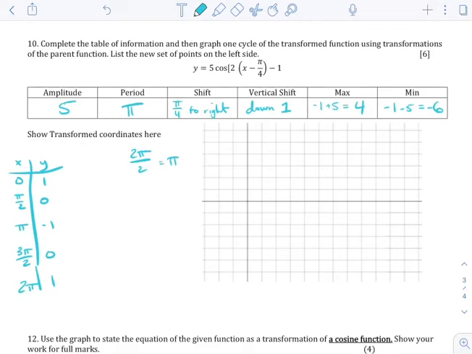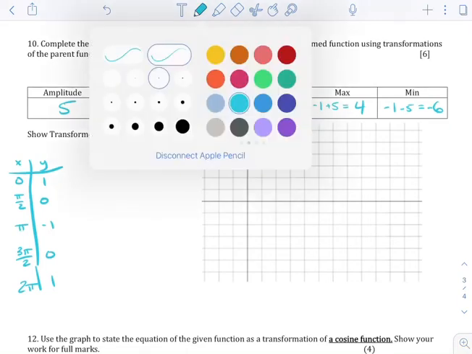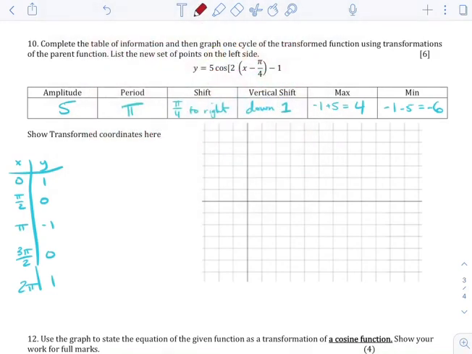So let's fill in our new points for the transformed function because we have the characteristics. I know that to get the new points, I have to take x and divide it by k, in this case 2, and then add d, pi over 4. For my y values, they get multiplied by a, so 5y minus 1.